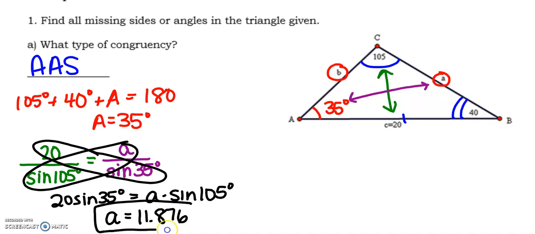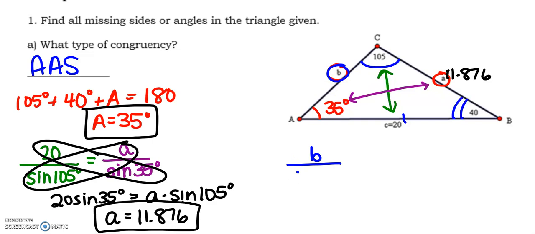So there's my side length of A, and I've got angle A. So this was 11.876, which means the last thing I need to find is side B. Well, I'm looking for side B, and side B is across from 40 degrees.